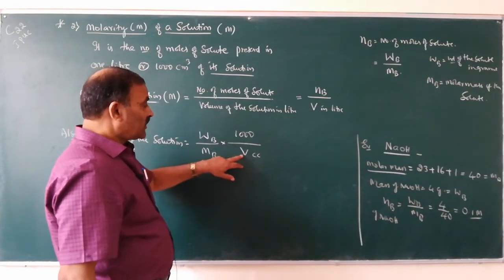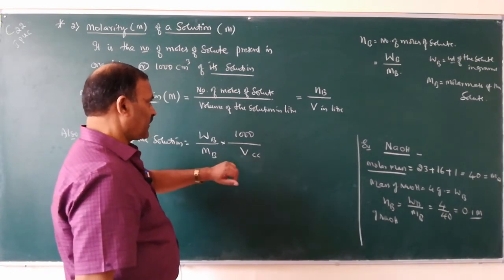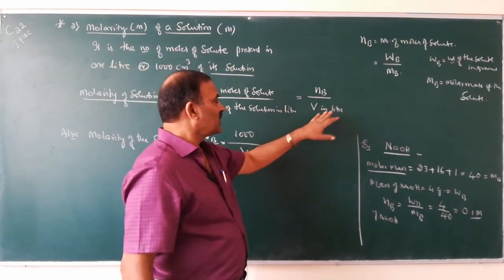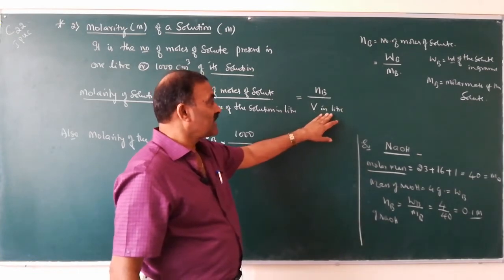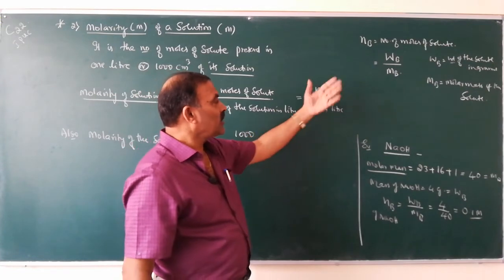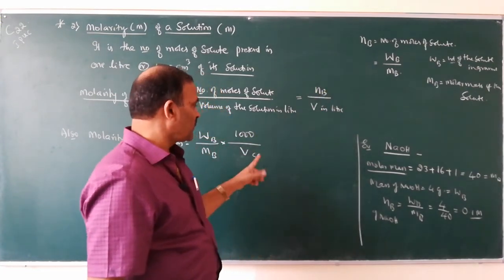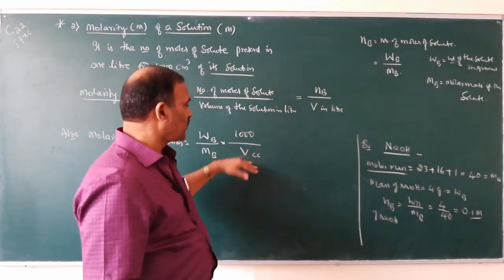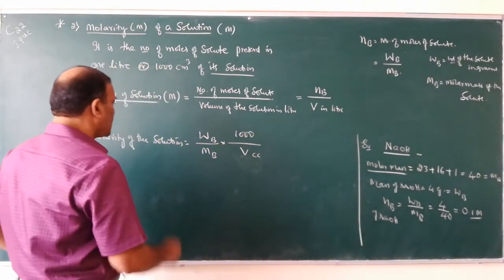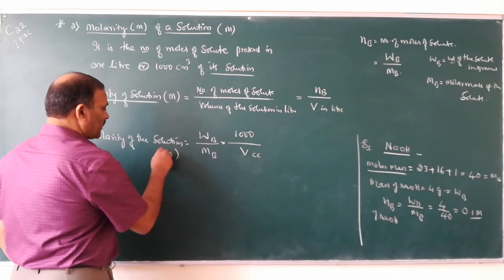Now the volume of the solution in cc. If it is not multiplied by 1000, the volume of the solution is in liter. To convert liter into cc's or mLs, we have to divide it by 1000. Therefore, 1000 goes to numerator, and this is the molarity of the solution, M.